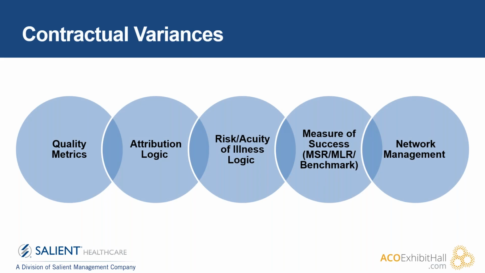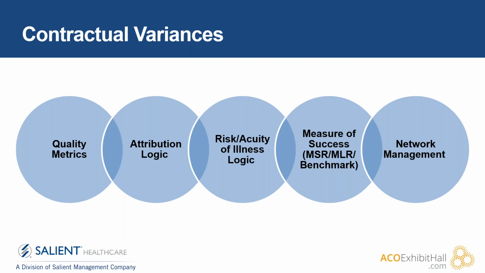We've gone through a few layers of the data itself, its sources. Now we've got to look at the individual contracts to complete the puzzle. Each contract is slightly different, or in some cases, significantly different. As I mentioned before, you may have Medicare, Medicare Advantage, commercial, Medicaid contracts. Each of those are going to make you adhere to different quality metrics, attribution logic, and risk score logic.